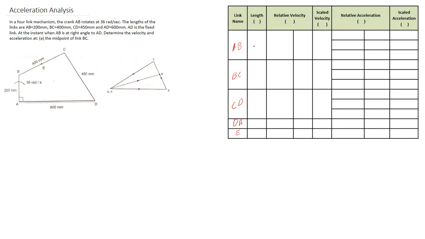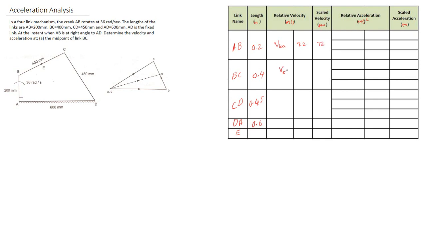The length is given as 0.2 meter. Here I am using meters for length, meters per second for relative velocity, millimeters for scaled velocity, meters per second square for relative acceleration, and centimeters for scaled acceleration. So 0.2 meter, 0.4 meter, 0.45 meter, and 0.6 meter. From the velocity diagram, VBA, the velocity of B with respect to A, is 7.2 meters per second, and the scaled velocity while drawing it was 72.